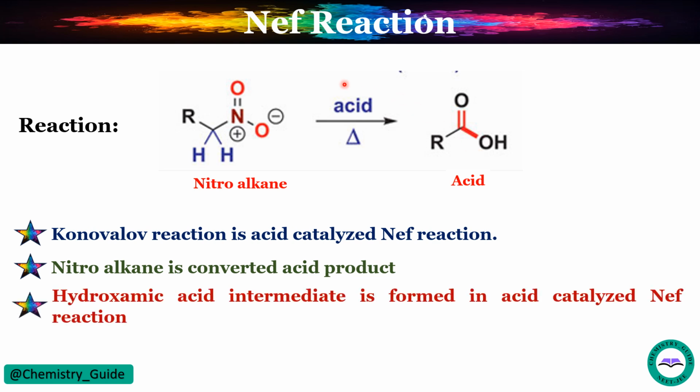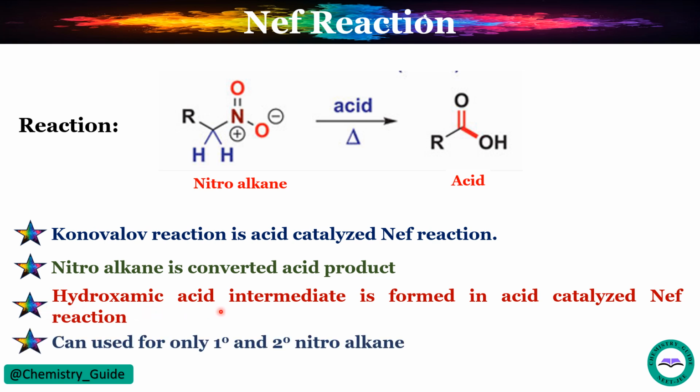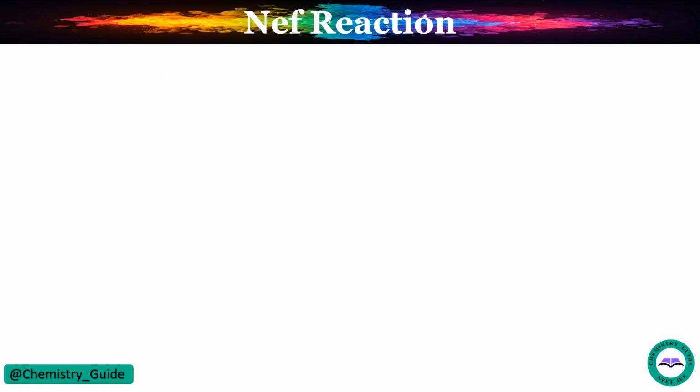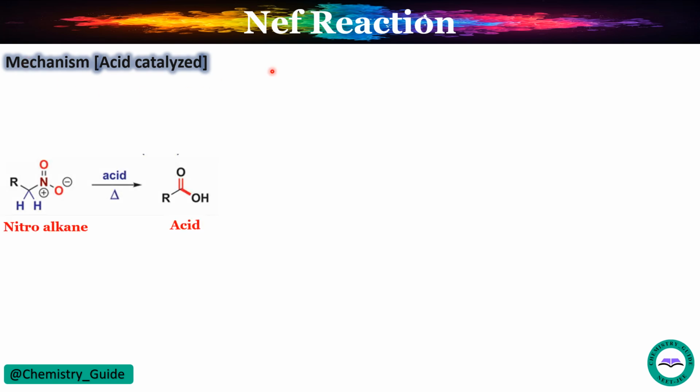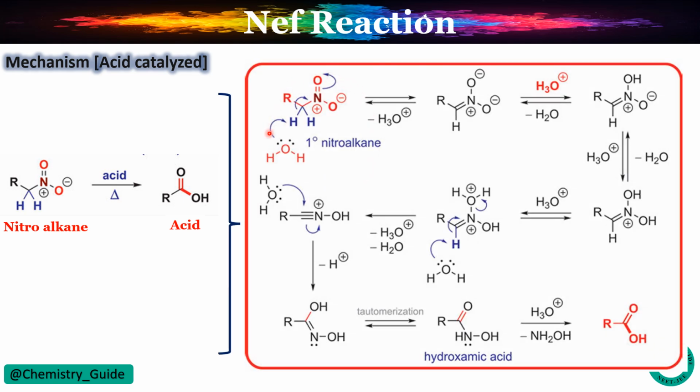In this acid catalyzed Nef reaction, the key intermediate formed is hydroxamic acid. And similarly, it can be used for primary and secondary nitroalkanes. Let us see the mechanism for the acid catalyzed Nef reaction, where we will get the acid derivative. The first step is similar to the base catalyzed Nef reaction. The proton is abstracted to get the nitroiminium.